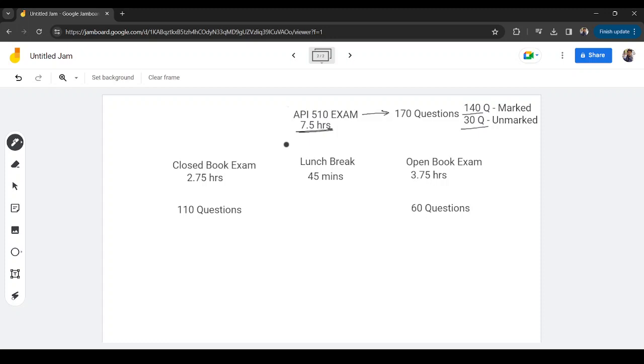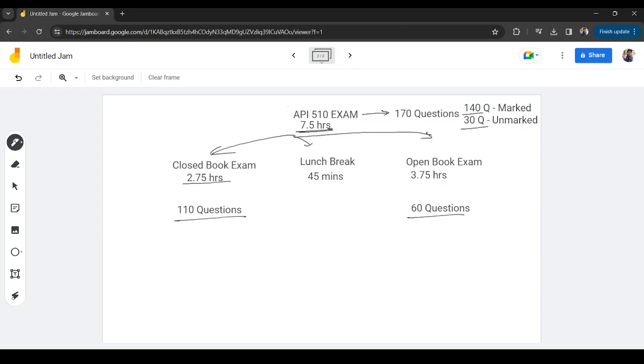The examination is in two parts. First, you have a closed book examination that lasts for 2.75 hours. Then you have a lunch break for 45 minutes. And finally, you have an open book examination that is going to be 3.75 hours. In the closed book examination, generally you have 110 questions to solve. And in the open book examination, you have 60 questions to solve. Generally, the open book examination is going to be very easy.